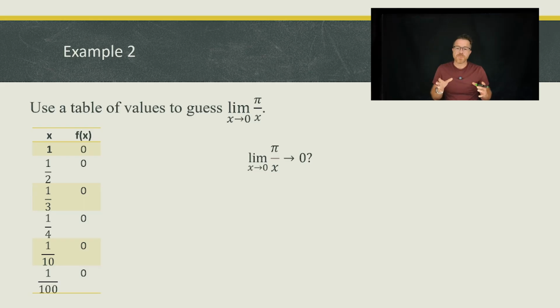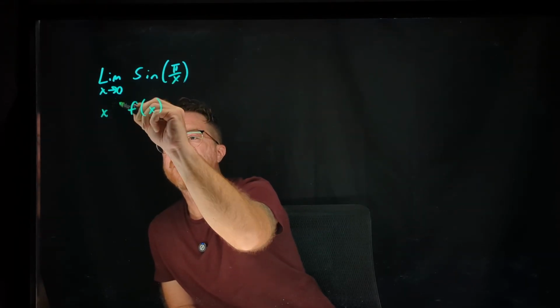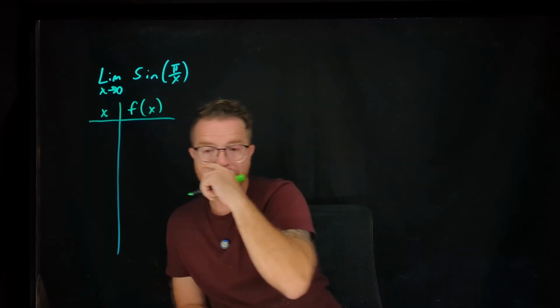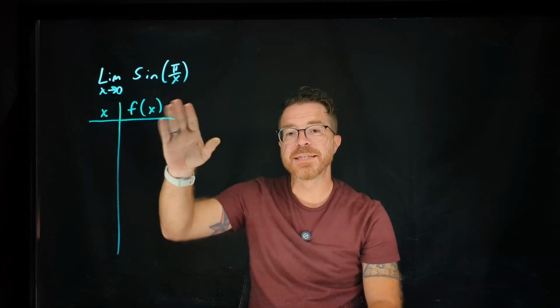So for our next example, we're going to be looking at the limit as x approaches 0. Now in the slide, you'll see that it says pi over x. This was actually a typo. It should have been sine of pi over x. So in this case, we're going to, again, see what happens as we plug in our different x values and what outcome we get for our function at that x, right? So we're going to be looking at x and f of x.